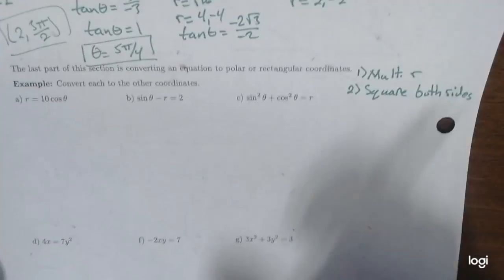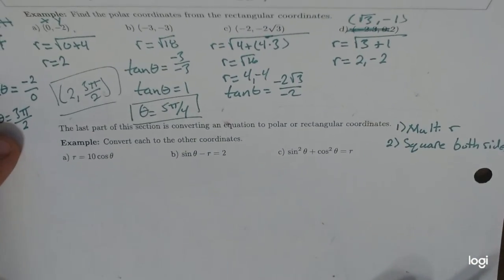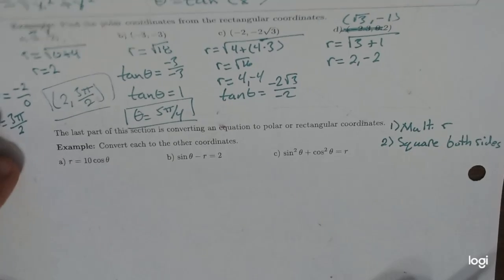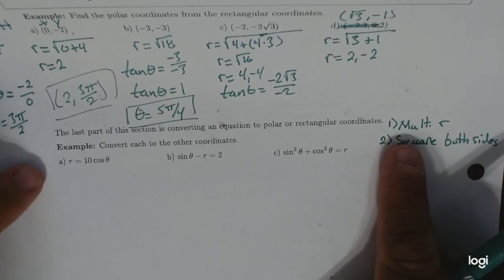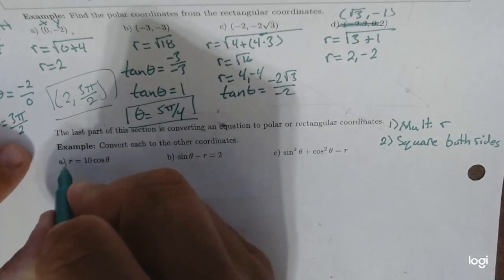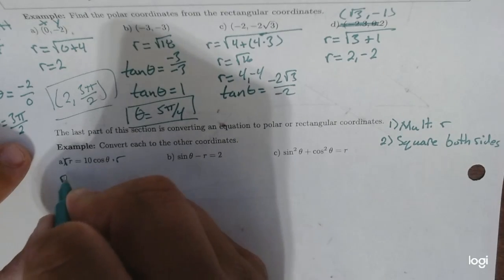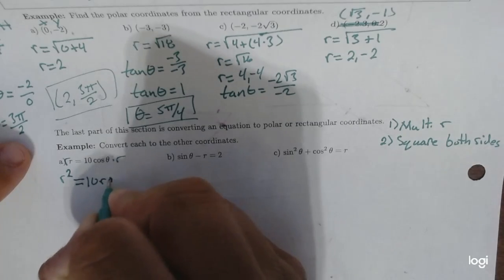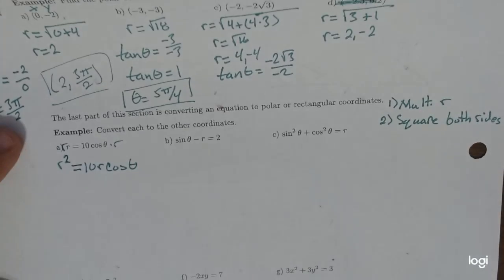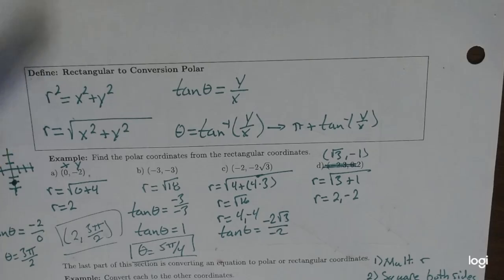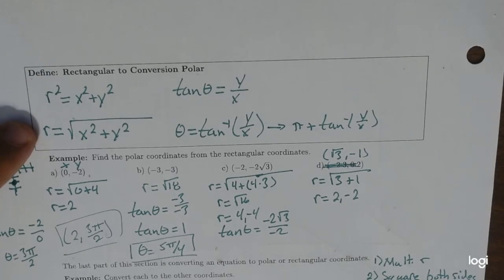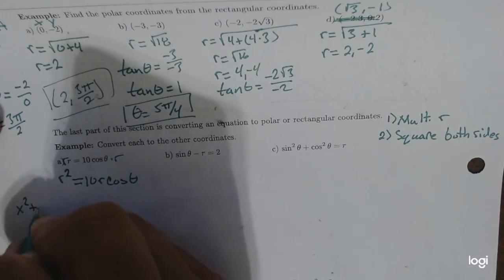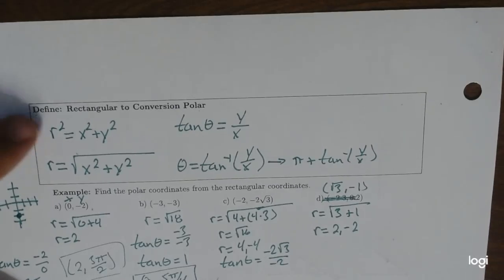But we have a problem, right? This doesn't have anything like that. So that's what we've got to figure out. This is what I mean by, why don't we just multiply both sides by r? If I multiply this by r and that by r, we get r squared is equal to 10r cosine theta. Now we know r squared is x squared plus y squared, just by knowing that. Just put that in there. So we know that substitution works already.